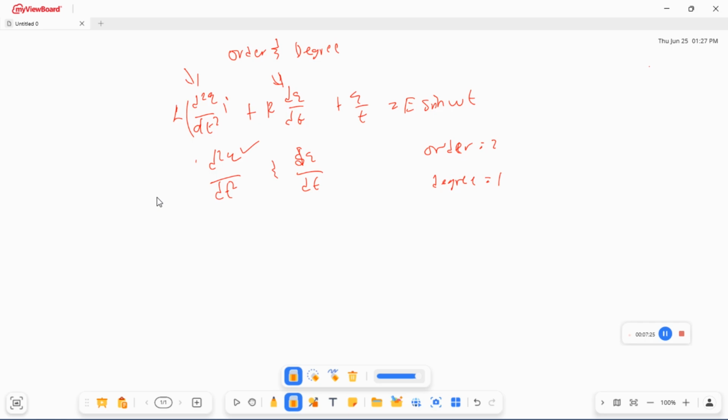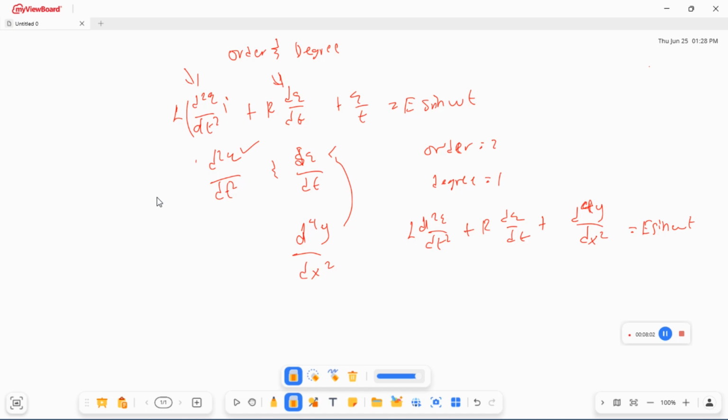So now, a question that you might be wondering is, for instance, we have another independent variable, or maybe it's a partial differential equation, where we have d⁴y/dx⁴. Imagine we have this in the question, and it looks something like this: d²q/dt² plus R dq/dt plus d⁴y/dx⁴ equal to E sin ωt. So how do we find the order and degree of the differential equation in this equation?